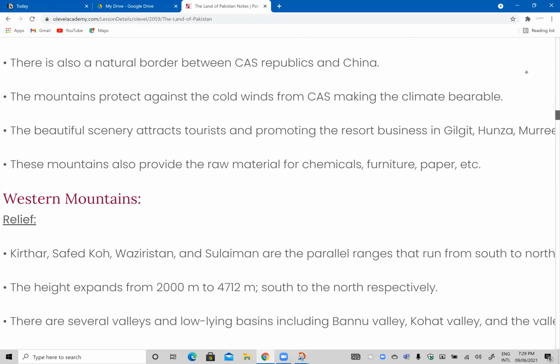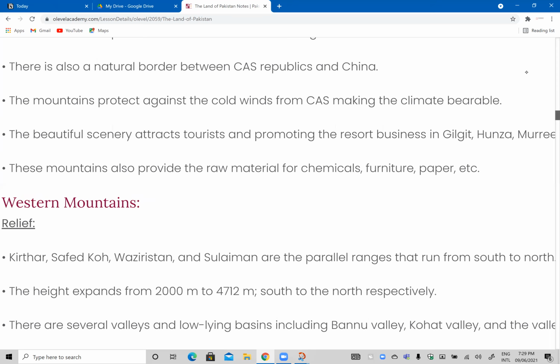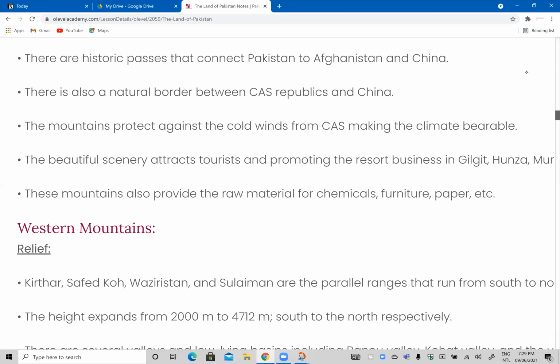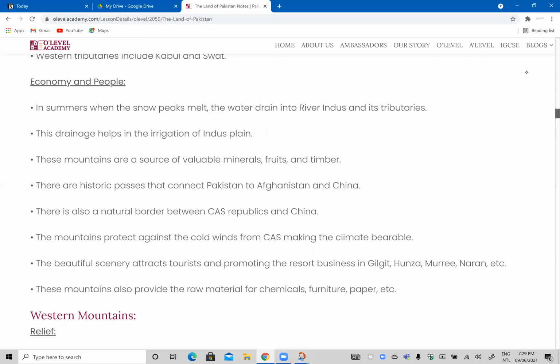Right. These mountains also provide the raw material for chemicals, furniture, paper, etc. Again, because of the wood and the rocks. So provision of raw materials as well. These were all the important economic factors that are valuable for Pakistan because of these northern mountains. If you talk about tourism, it also affects the economy. It generates taxes, people come, they spend in the country, they buy the local products.